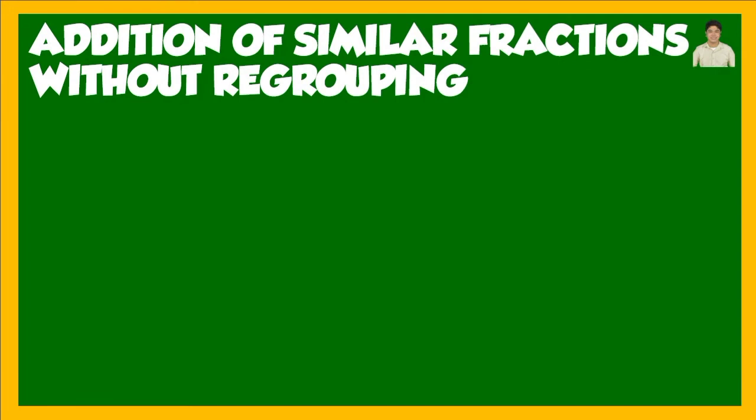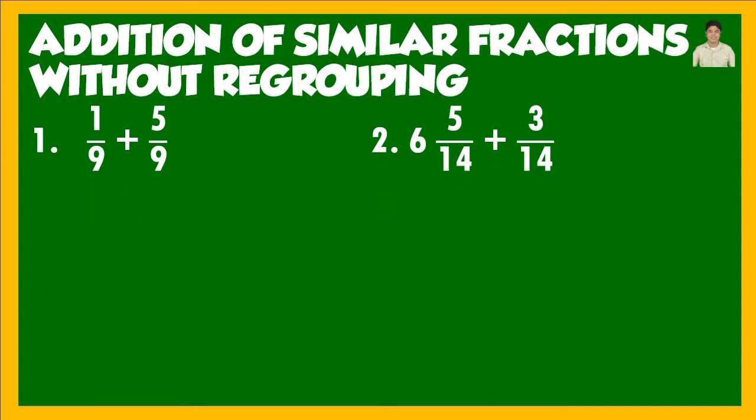So we have addition of similar fractions without regrouping. So when can we say that we need to regroup? Okay, kapag po yung ating nakuhang sagot, yung sum na nakuha po natin sa pag-add ng similar fractions o kahit dissimilar fractions man yan, titignan lang po natin yung numerator. Kapag yung numerator ay mas mataas sa denominator, kailangan po nating mag-regroup. Sa madaling salita, kapag po yung nakuha nating sum is an improper fraction, that is the time that we need to regroup.